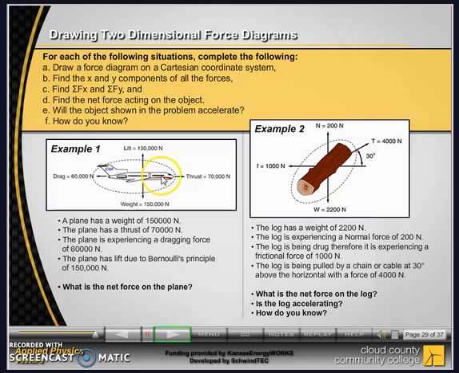Notice you have a thrust in the x direction, a lift in the y direction, drag in the negative direction, and weight down. In example 2, your vector is at 30 degrees, you have a vector up, you have a vector drag backwards, and you have a weight vector down. These problems should be completed during the course.